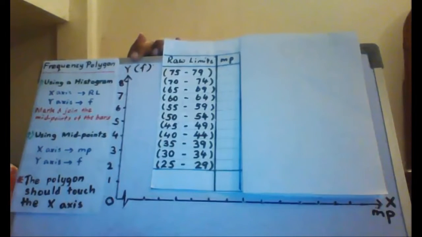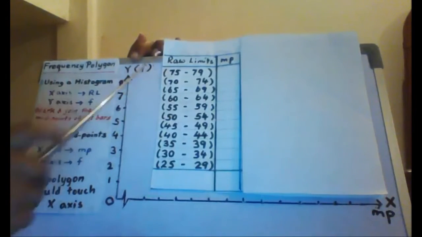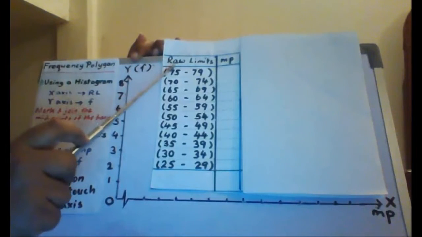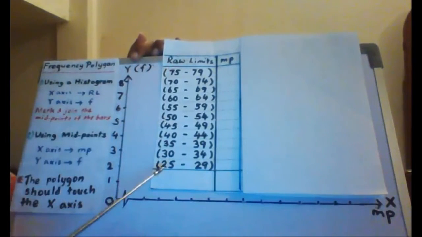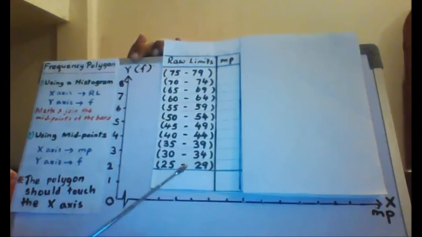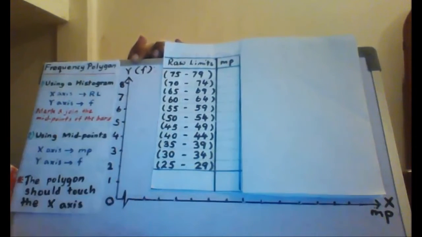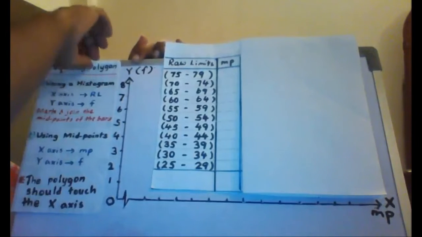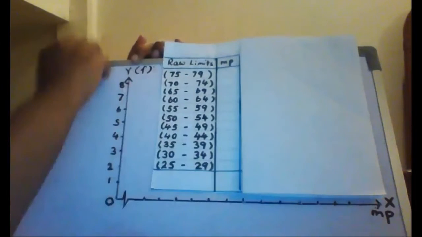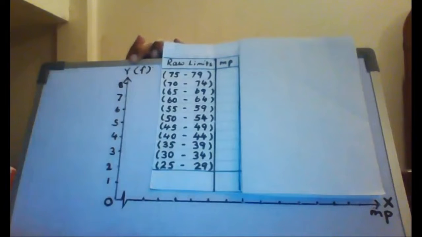Now, if they give you the classes like this, here they have given the classes in row limits. Usually take 25 to 29 as the lowest class and prepare a frequency distribution. Likewise, we have to build up all the classes. And if you are going to draw the polygon using midpoints, you will have to find the midpoints in this column. How to get the midpoints? We'll learn how to get the midpoints now.